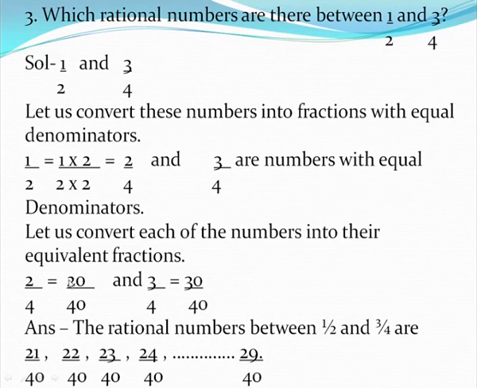Now which rational numbers come between 20 upon 40 and 30 upon 40? They are 21 upon 40, 22 upon 40, 23 upon 40, 24 upon 40, 25 upon 40, 26 upon 40, 27 upon 40, 28 upon 40 and 29 upon 40. So, the rational numbers from 21 upon 40 up to 29 upon 40 come between 20 upon 40 and 30 upon 40, that is, 1 upon 2 and 3 upon 4. In this way, we can find the rational numbers between any two rational numbers.